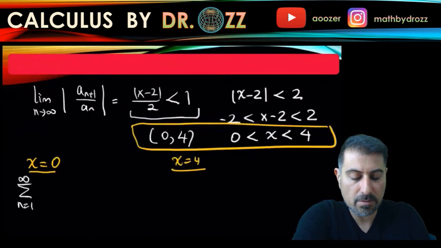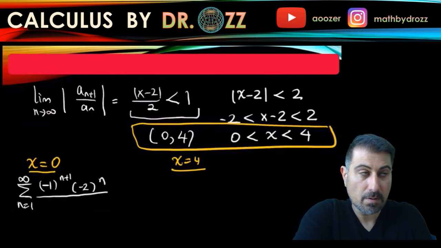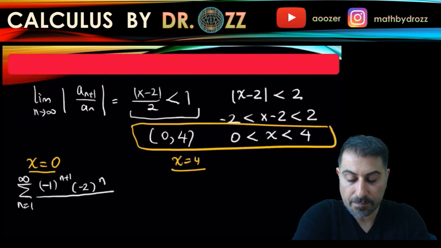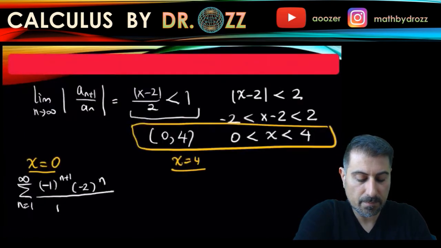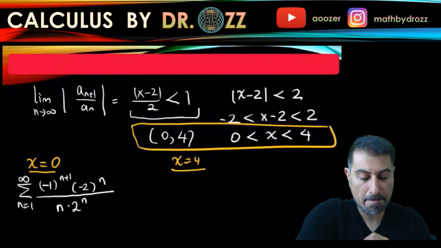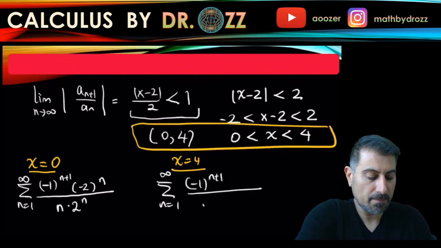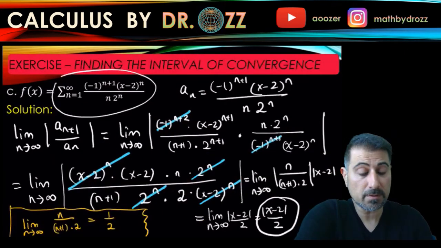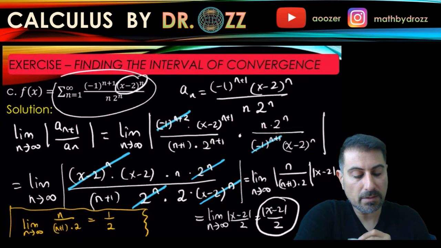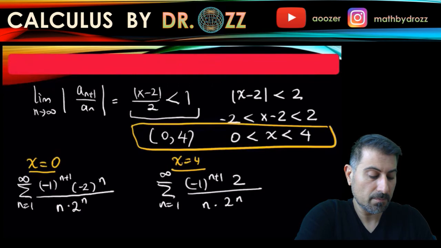and the bottom, right? n times 2^n. Okay. And for x equals 4, I'm going to keep the rest the same. And I'm going to check what x equals 4 corresponds to. And x equals 4 here, 4 minus 2 equals 2, to the power of n. Okay?